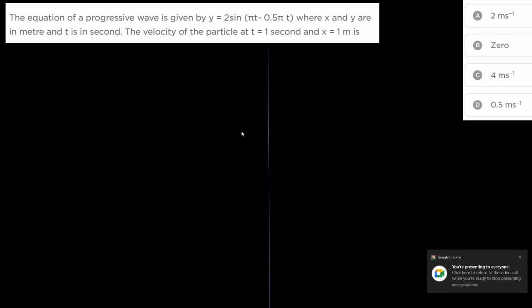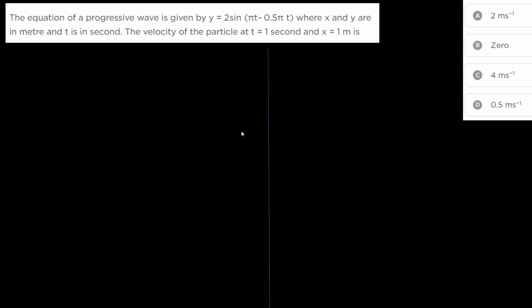All right. So again, I will start by writing down the general equation. What is the general equation? It is y is equal to a sine of omega t minus kx, right? And what is given over here? I can just compare both of them. So here it is y is equal to 2 sine of pi t minus kx. Instead of kx, I have 0.5 pi t x. I can just compare and get the values, right?